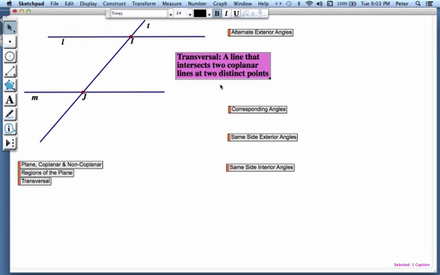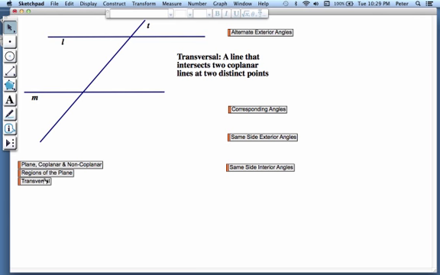Okay, so let's take a break here. What definitions do you need to know? Well, none of these will really show up in proofs, but I do want you to know what coplanar and non-coplanar are. I also need you to understand what the regions of the plane are, so the interior and the exterior. And finally, you should have a working understanding of what transversal means. So why don't you take a minute, pause, rewind the video to make sure you have those 3 definitions in place.